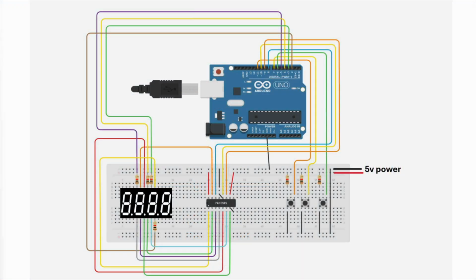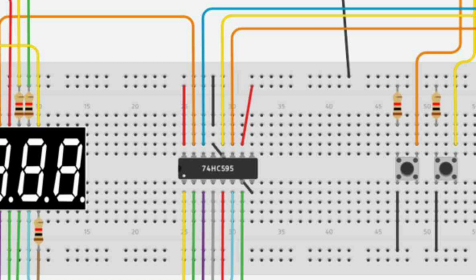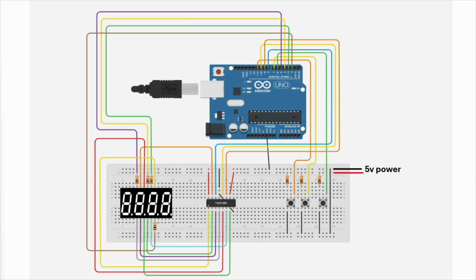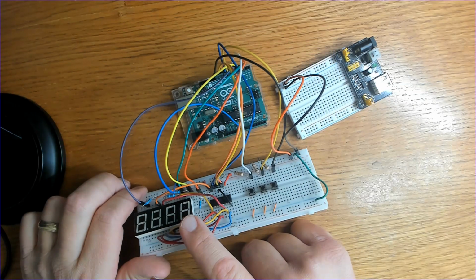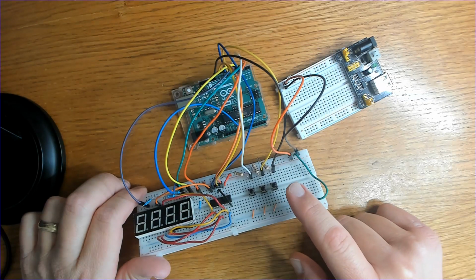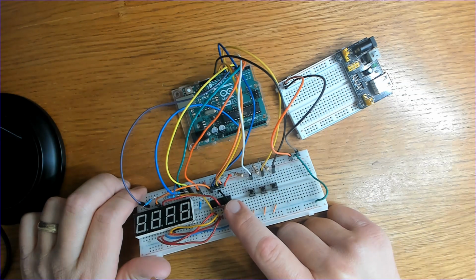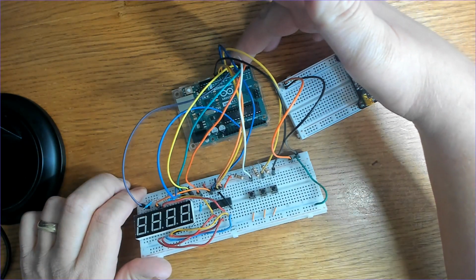Here's a diagram of what we're going to be building, and throughout the video I will zoom in on a couple of these areas that are a little harder to see so that you can see them better and see where to put the pins. This project involves using a 4-digit 7-segment display and 3 buttons for user input and a 74HC595 shift register to control the display through the Arduino, and I'm using Arduino Uno.